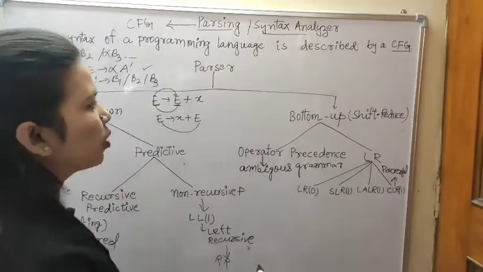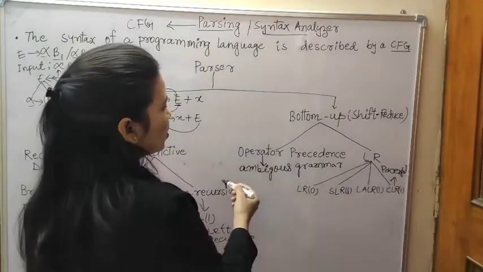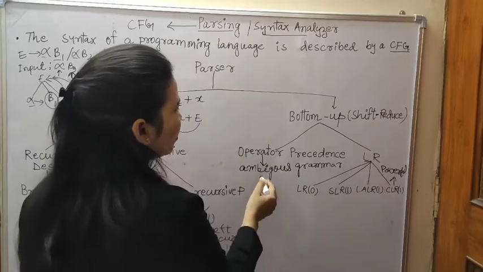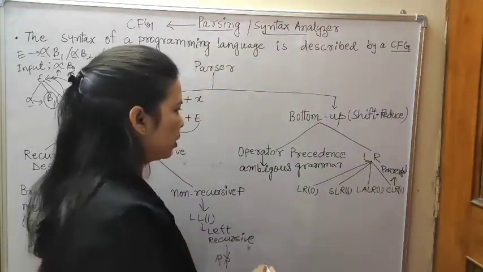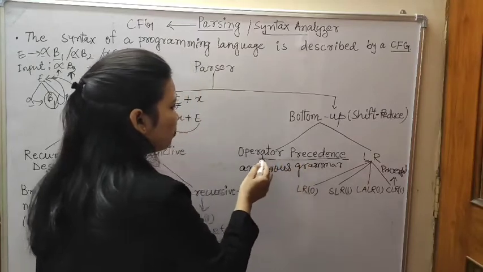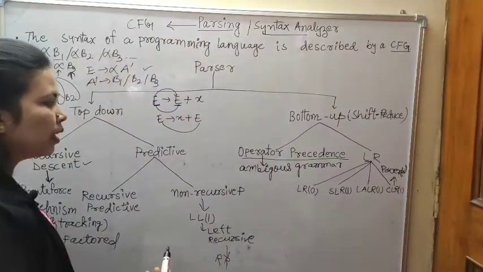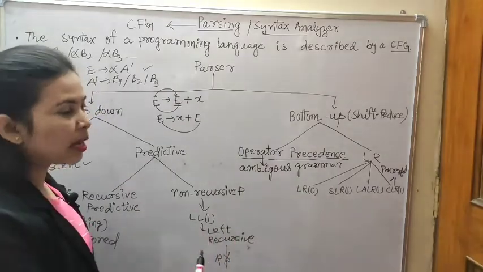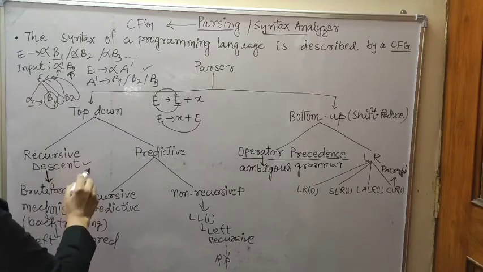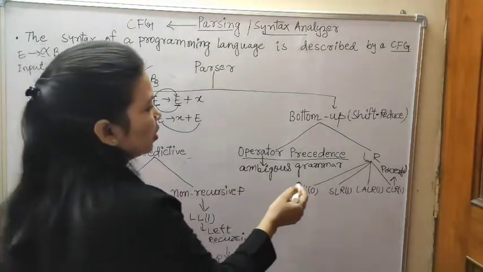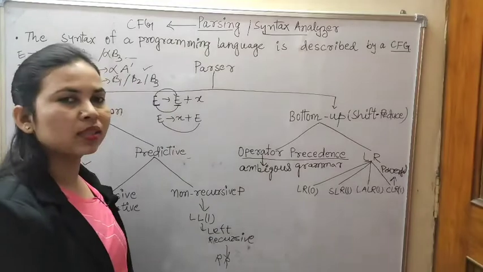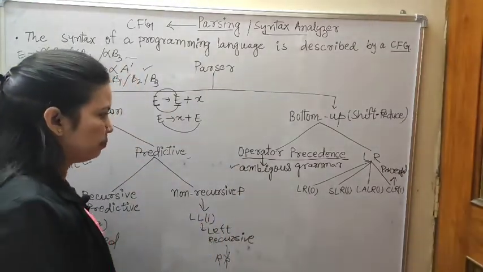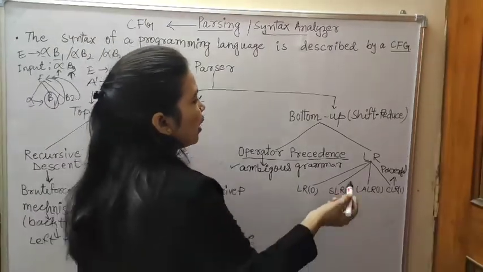Now we will see the bottom-up parser. Bottom-up parser has two types: operator precedence and LR parser. Operator precedence is the only parser that accepts ambiguous grammar. Recursive descent, predictive, LR, no one parses ambiguous grammar except the operator precedence parser. And now we will see LR.